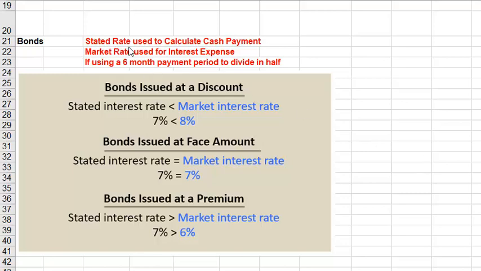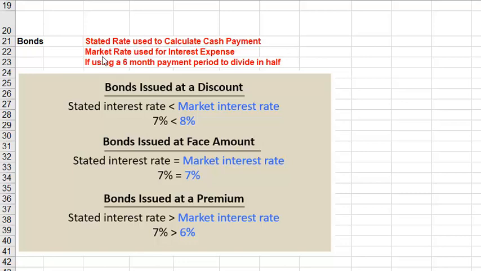With the stated rate, that is given in the problem and is used only to calculate the cash payments. I like to think of those as briefcases of cash. Also, this last one here, usually in our problems, we're using a 6-month payment period. So we are paying those briefcases of cash out every 6 months. So we're going to have to take our stated rate and divide it by 2 for 2 periods in the year. So 6 months plus 6 months equals 12 months, which is a year.